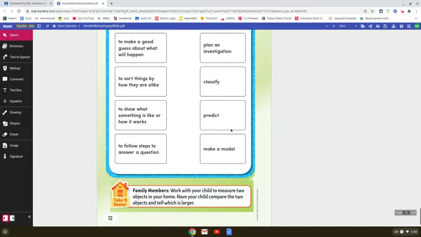Family members, if you are close by, I would like you to take your child with a ruler and measure 2 things around your house and have your child compare the 2 objects and tell which one is larger.